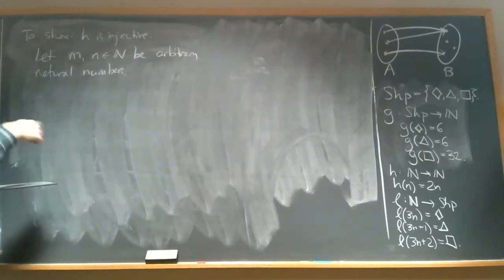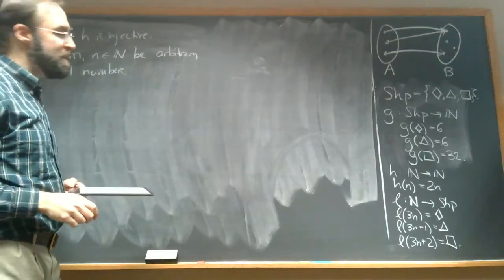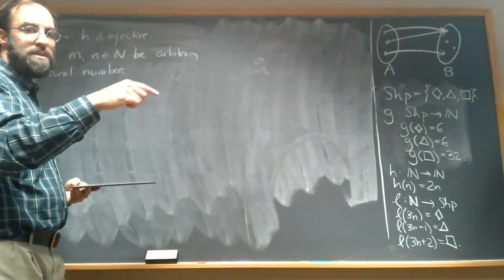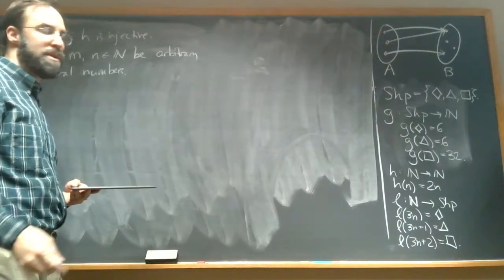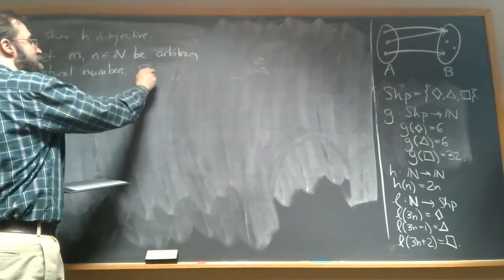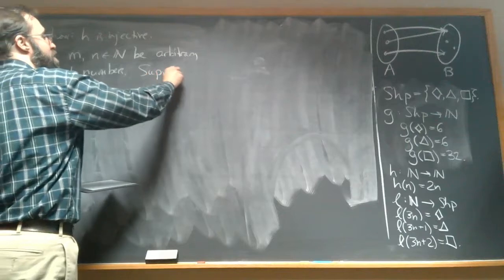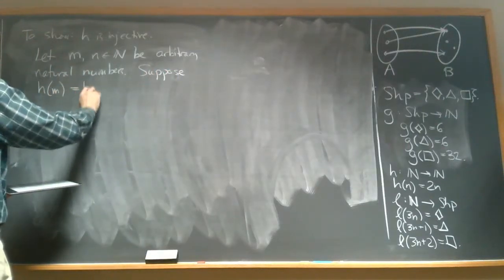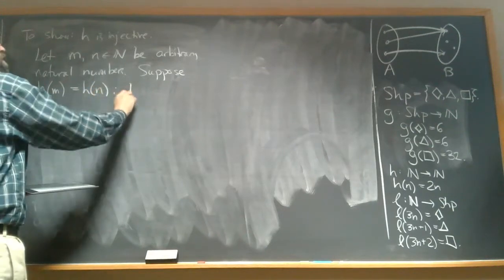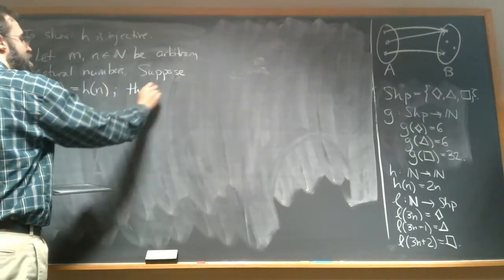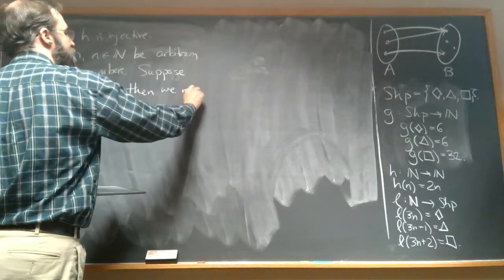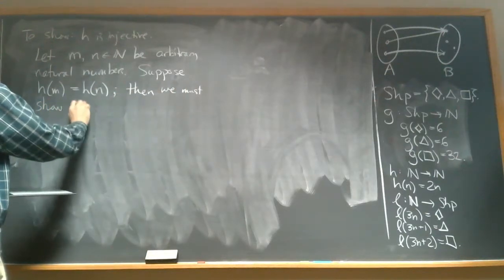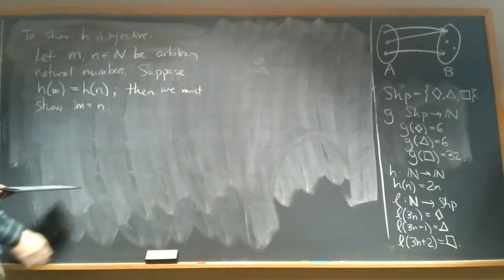Right, so that's dealing with the for all. And then the next part said if the function applied to those two things is equal, then something else. So we're going to say suppose H(M) equals H(N), then we must show that M equals N.